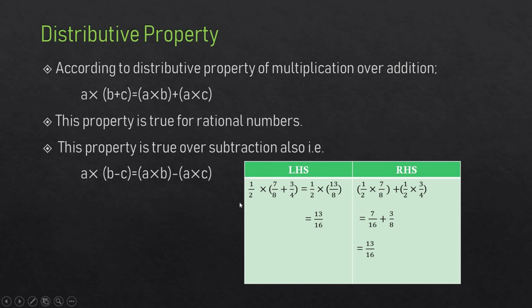See, here I have taken one example, the same example, 1 by 2, 7 by 8, 3 by 4. First I added these 2, answer was 13 by 8, and then I multiplied 13 1, 13, 8 2, 16. And in the next case I multiplied first, so 7 by 16 and 3 by 8, and then I added, answer was 13 by 16. So in both the cases answer was same. So the distributive property is true of multiplication over addition and also true over subtraction. So that was all for today.